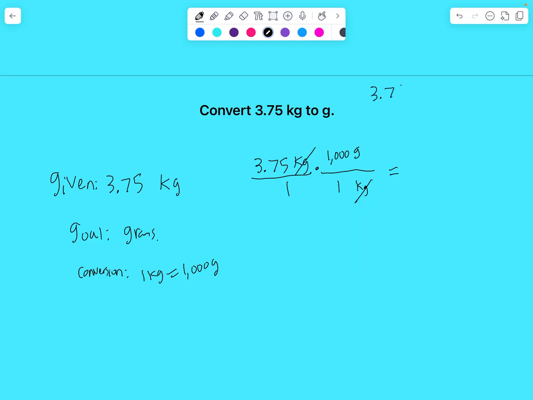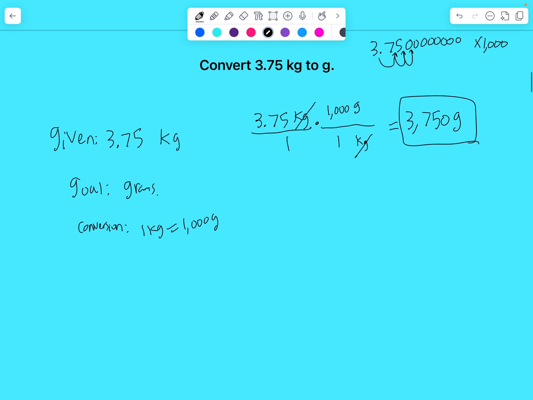3.75, there's a bunch of zeros after that. They're just not written and they're invisible. Times 1,000. That just means we move the decimal point 3 times to the right, because we have 3 zeros. 1, 2, 3. So 3,750 grams. This is your answer.